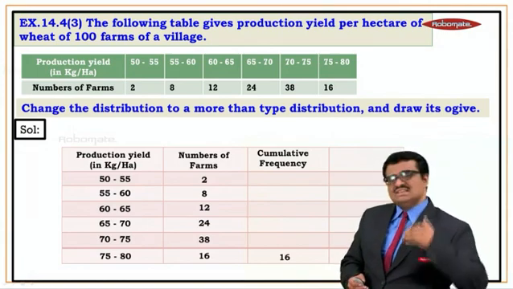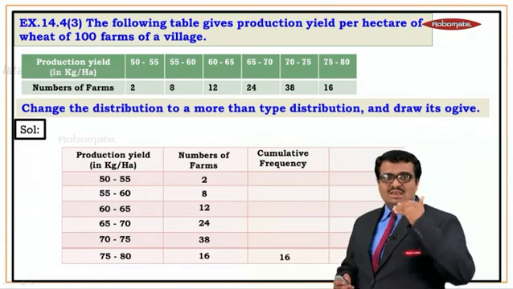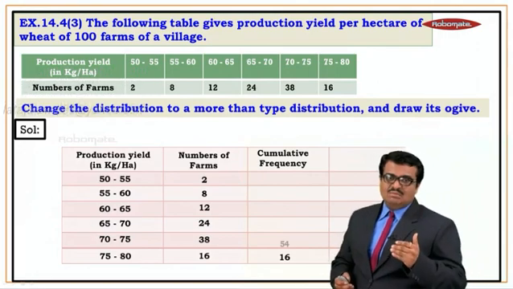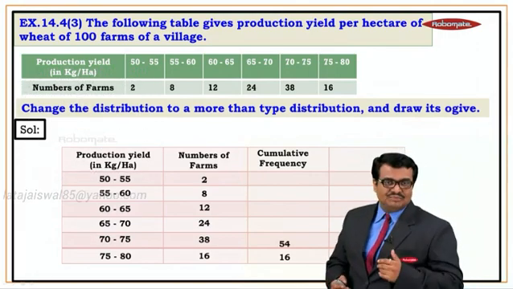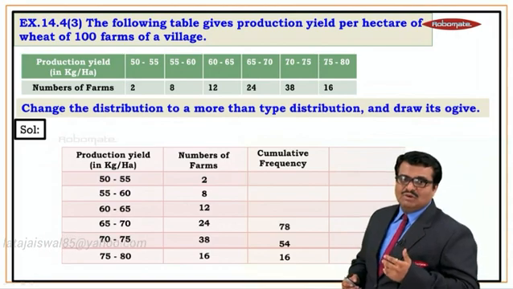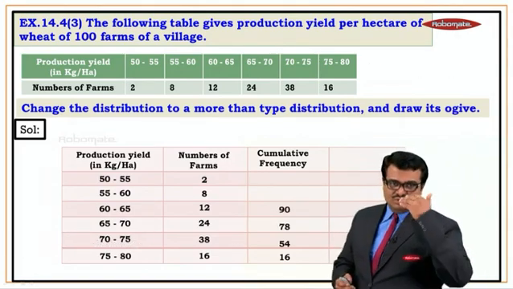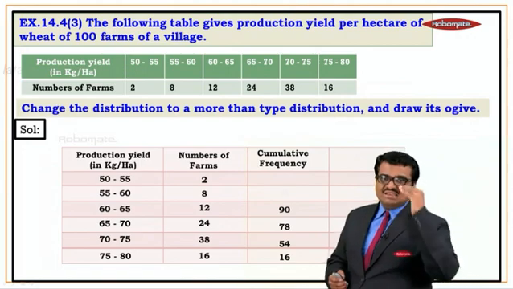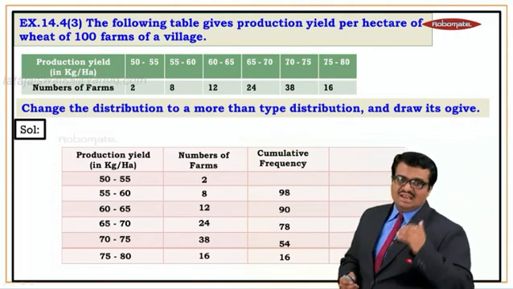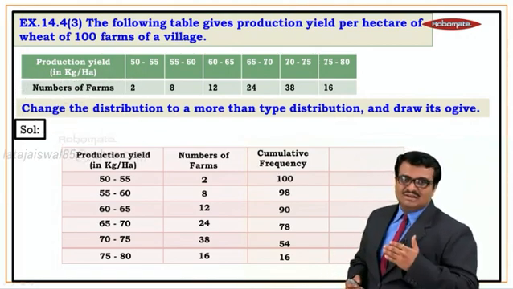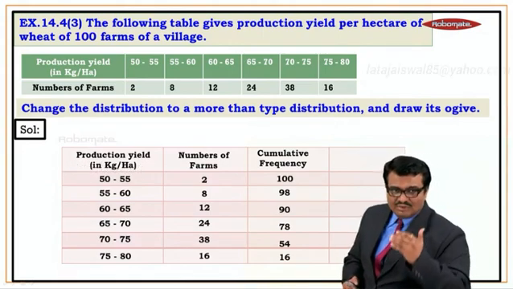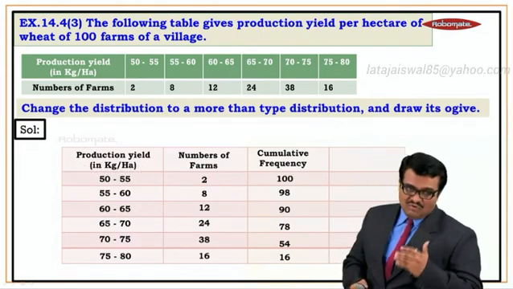Now what will we do? Just like before, you go on adding with the previous frequency. 16 plus 38 gives you 54. 54 plus 24 gives you 78. 78 plus 12 gives you 90. 90 plus 8 gives you 98, and 98 plus 2 gives you 100. These are the more than type cumulative frequencies we got.